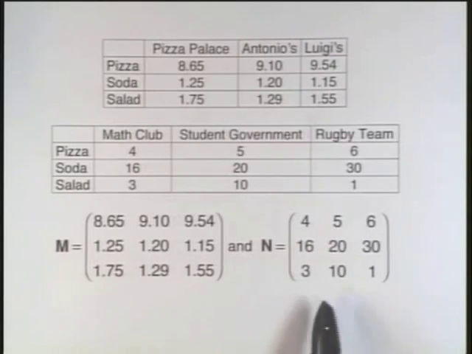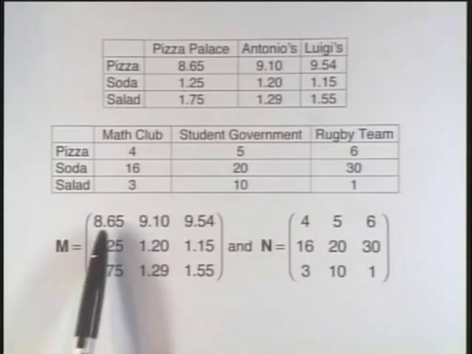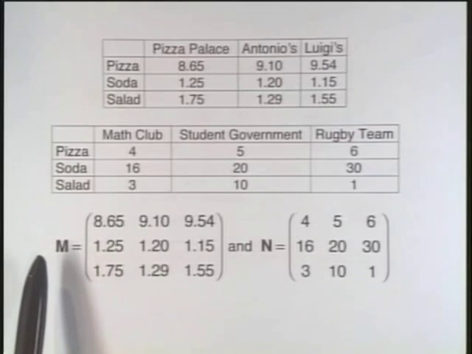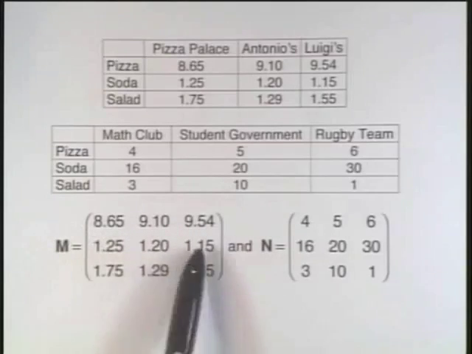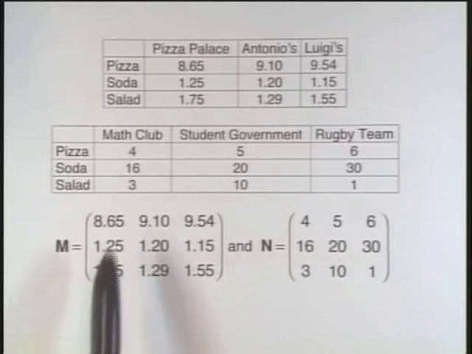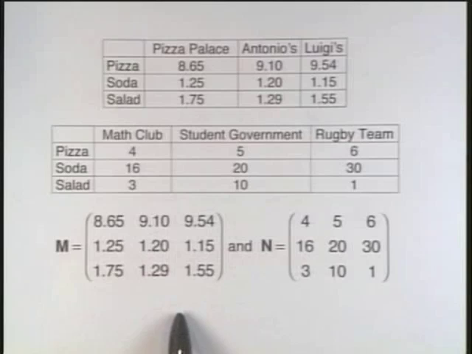Since M and N are unlabeled matrices, it is extremely important that you keep a record, either mentally or on scratch paper, of what the rows and columns represent. The rows of matrix M represent the type of food. The food items are, from top row to bottom row, pizza, soda, salad. The columns of M represent the 3 restaurants: Pizza Palace, Antonio's, and Luigi's.